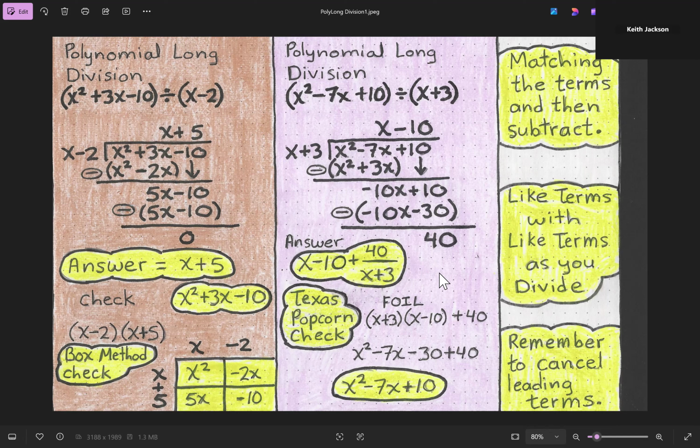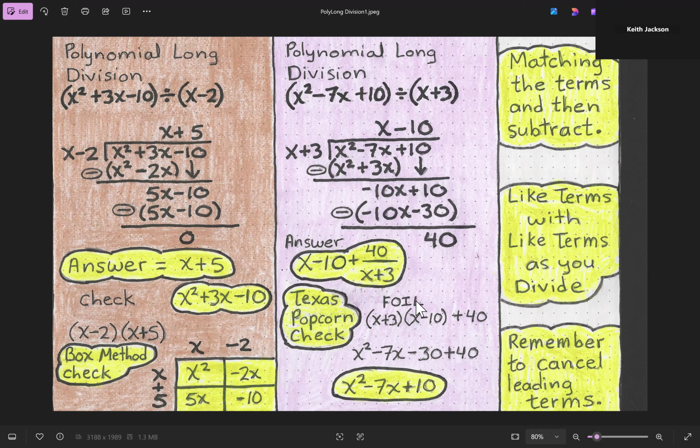And here's how the answer is going to look. The answer is going to look like this. X minus 10, which is right here, plus, and this is the remainder, 40 over the divisor, which is x plus 3. So again, the answer is x minus 10 plus 40 over x plus 3.